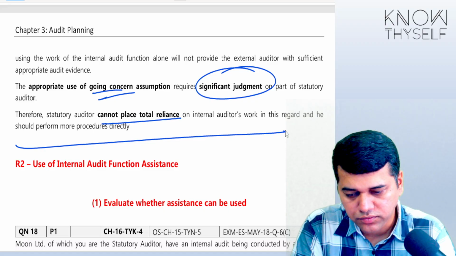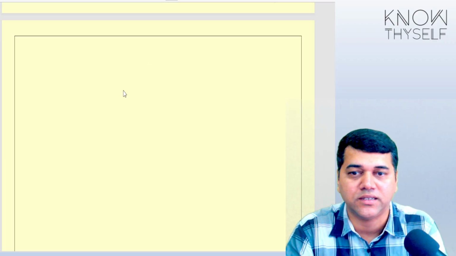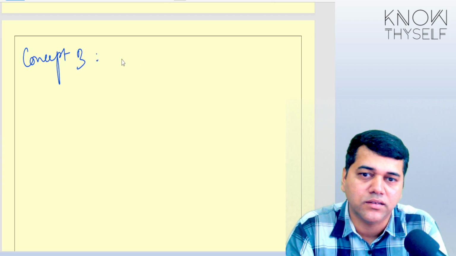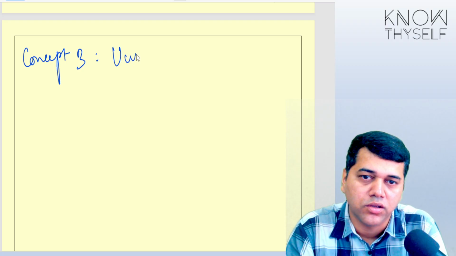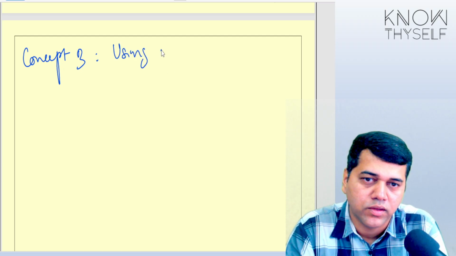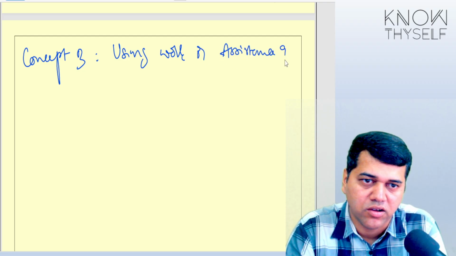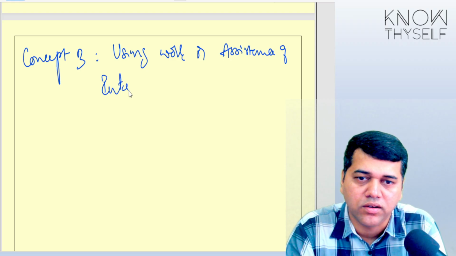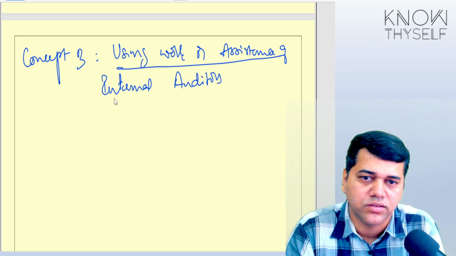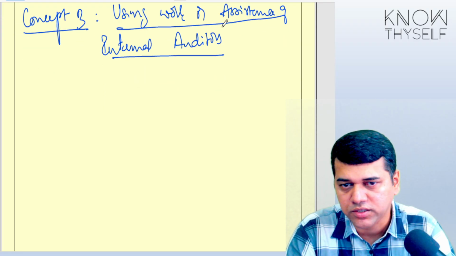Okay, students. So now we will start making the notes, and let's see how these concepts will connect. So we will write now concept number 3: using the work or assistance of internal auditors. Using the work or assistance of internal auditor.